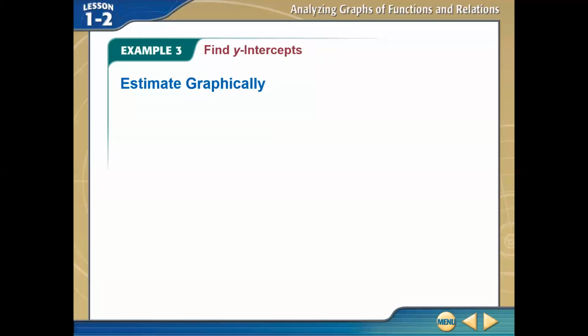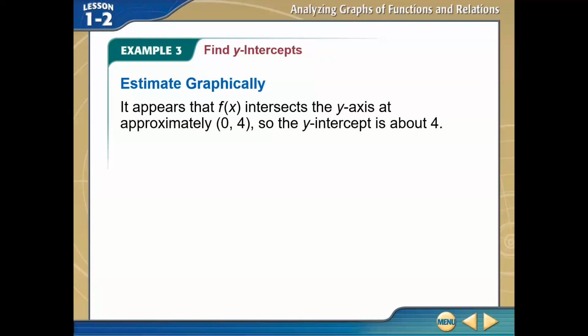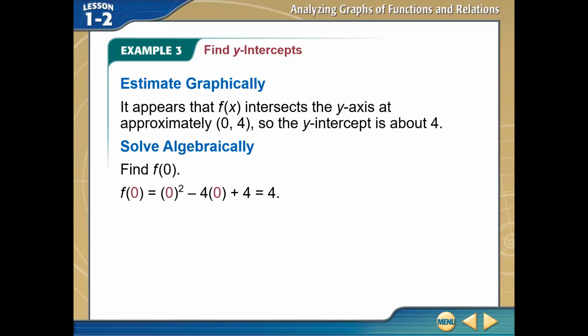So this is their process of estimating it graphically. f of x intersects the y-axis at approximately 0, 4. So the y-intercept is about 4. Solve algebraically. Once again, we plug in 0 for each occasion that we see x. And you can see once all the arithmetic and multiplication is done, we end up with the value of 4. That proves conclusively that for this function, (0, 4) is our y-intercept.